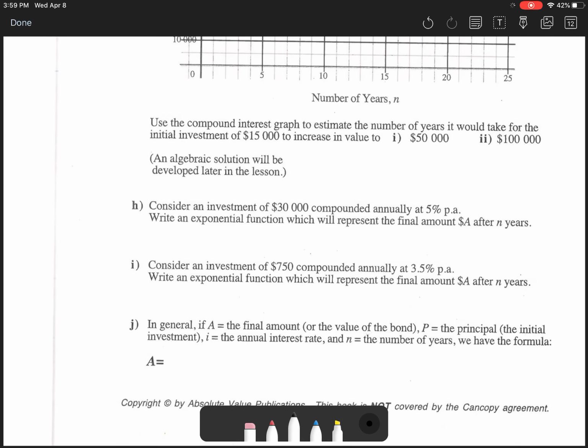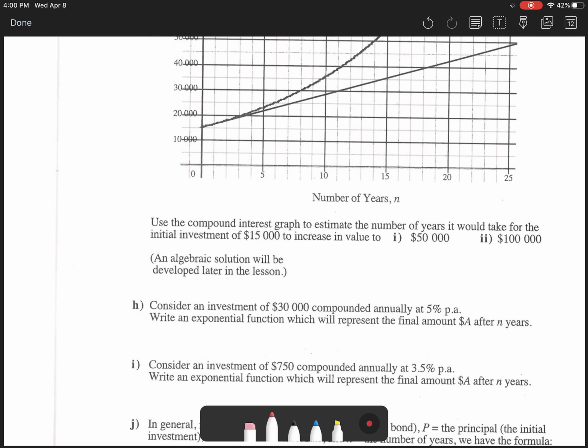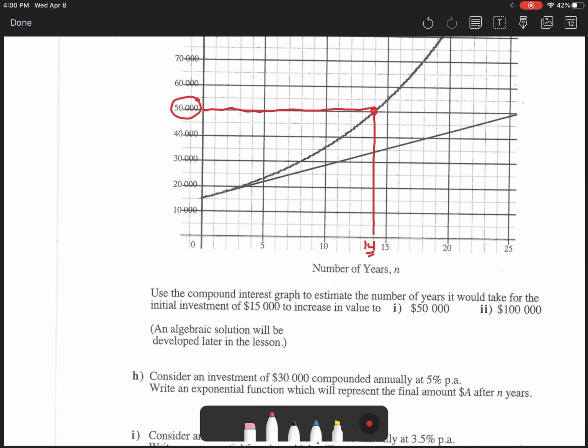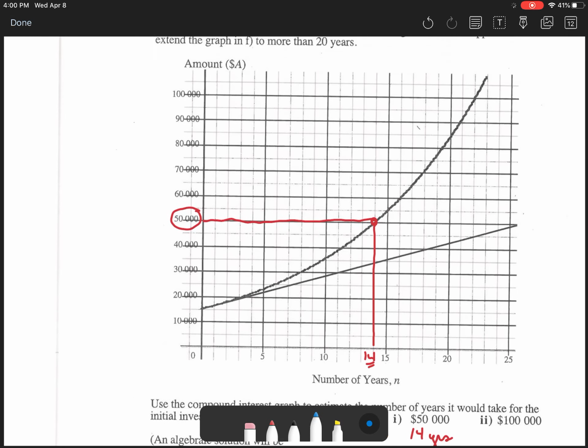Use the compound interest graph to estimate the number of years it would take for the initial investment of $15,000 to increase to $50,000 and then $100,000. So $50,000, when I go to the chart and I want to know $50,000, I find $50,000 right there, and they're talking about the exponential, so I just travel along the axis until I hit the exponential graph there, and then I want to read the number of years that correlates to, which appears to be 14. So this is going to be 14 years right there.